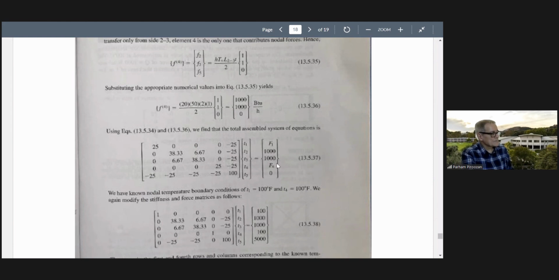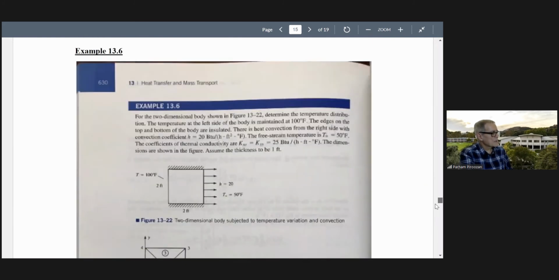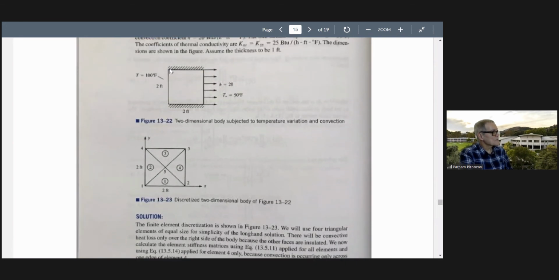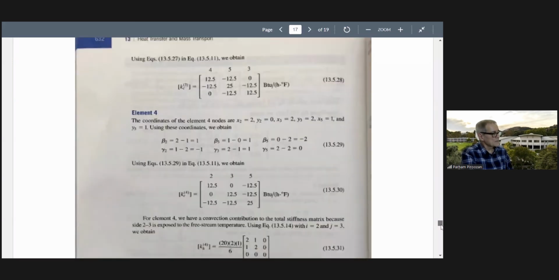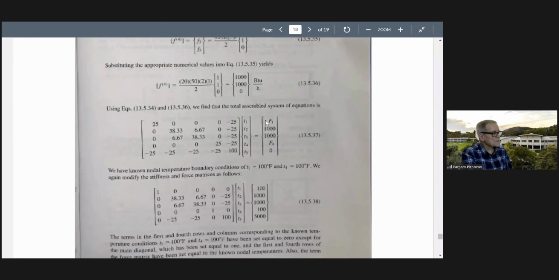Now, on the right-hand side, we need to apply the boundary condition. This is 1,000 and 1,000, this is what is coming here. But nodes 1 and 4, you see here, temperature is fixed. For these 2 nodes, temperature is fixed. So we have to correct the system of equations for nodes 1 and 4 so that it gives T1 to be 100 and T4 to be 100. That's what we have, F1 and F4.